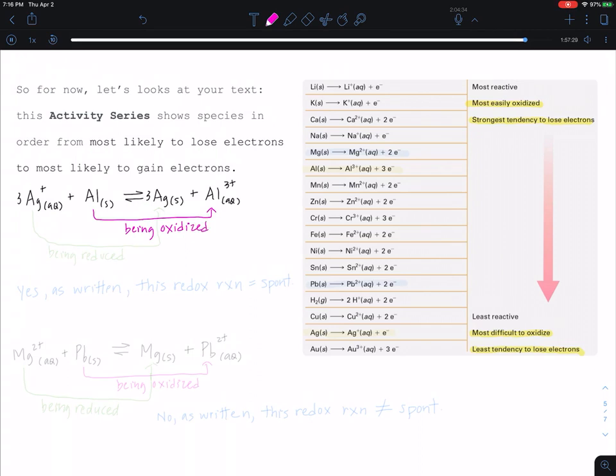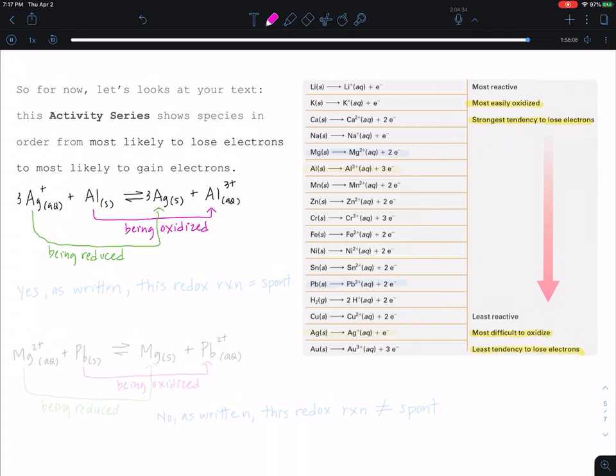And this is being reduced. So is it a redox? Yes. Is it likely to be spontaneous? Well, check it out. On that chart, who is more likely to be oxidized? Is it going to be the aluminum or is it going to be the silver? And by silver being oxidized, we're looking at the silver solid, right? So we're asking ourselves, is this forward process as written more likely to happen, or is the reverse process more likely to happen?